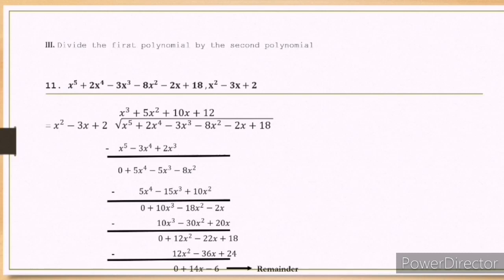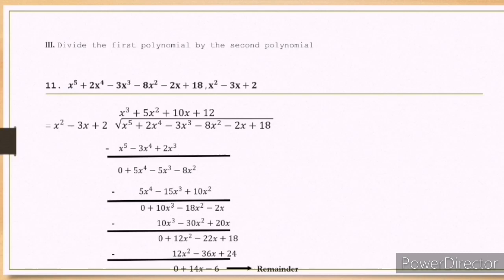5x raised to 4 minus 5x raised to 4 is equal to 0. Negative 5x raised to 3 minus negative 15x raised to 3 is equal to 10x raised to 3. Negative 8x squared minus 10x squared is equal to negative 18x squared. Then copy the negative 2x.